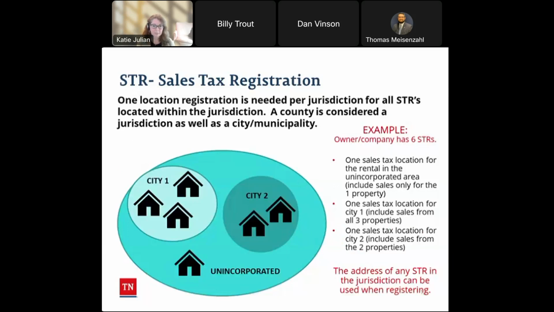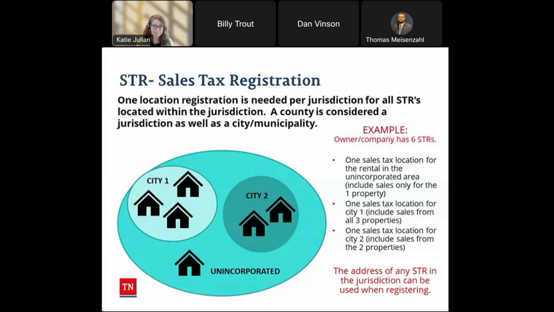So same scenario here, except we're going to say that one short-term rental is located in an unincorporated part of a county. One sales tax location is going to be needed for that unincorporated area, and that is going to include only sales for that one property. It's going to be one location on your sales tax return.